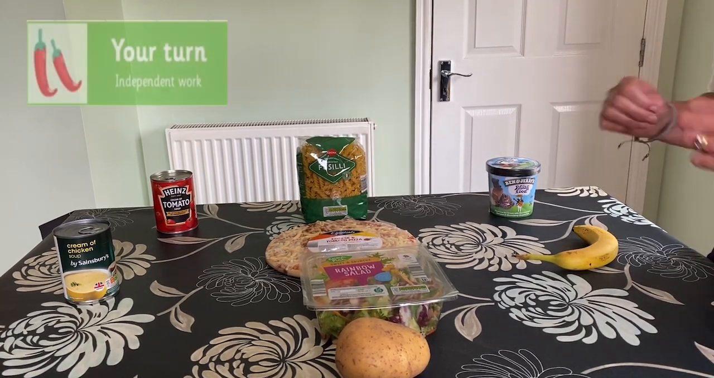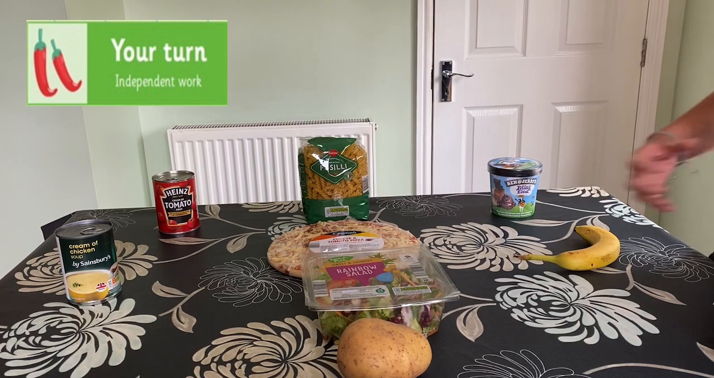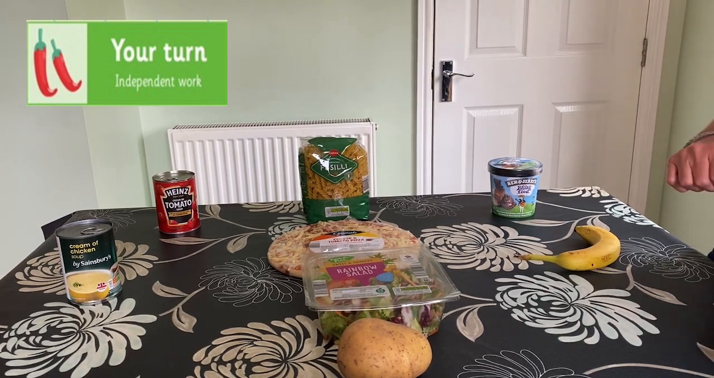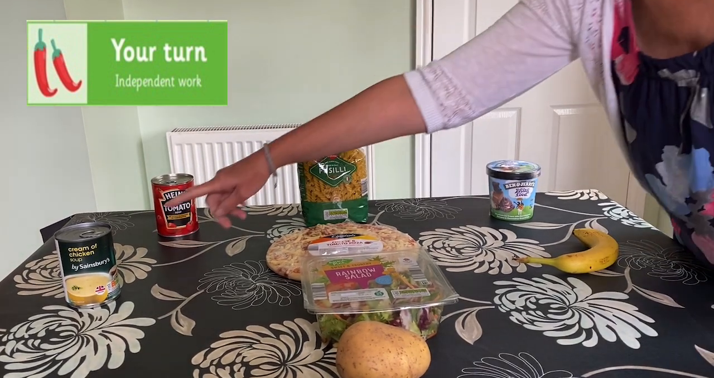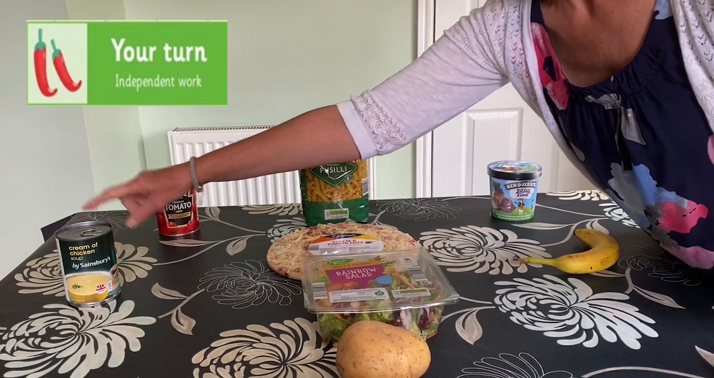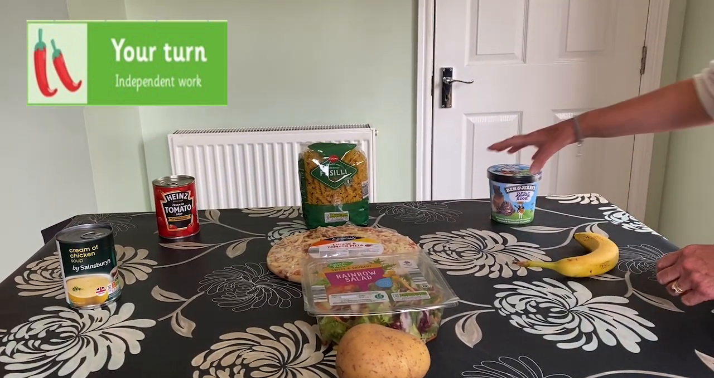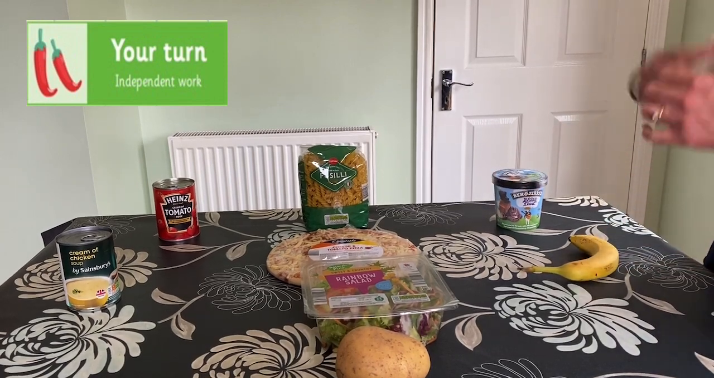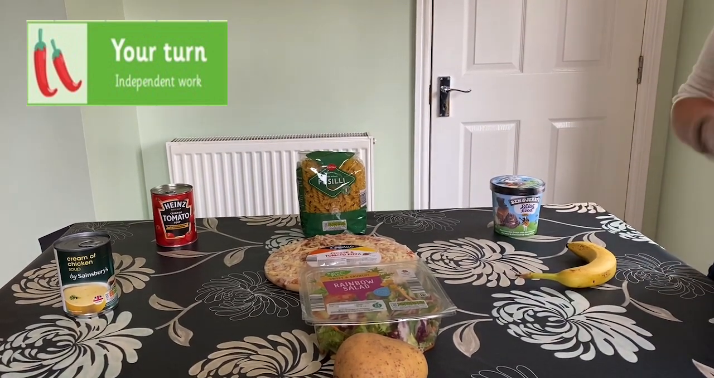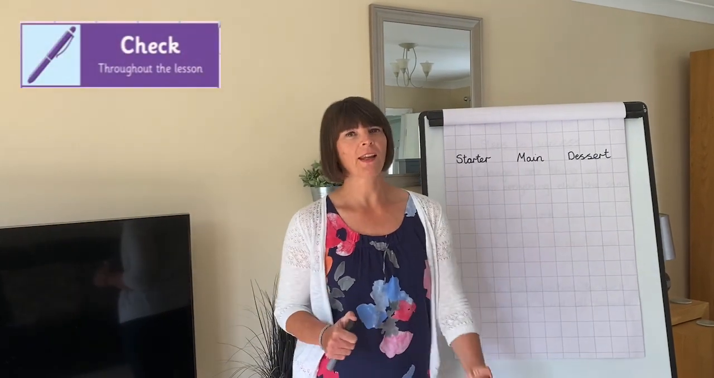You have a little look at the food that's on the table and see if you can have a go yourself or talk with your grown-up to see how many different possible answers there could be to have chicken soup as a starter, these 4 items for your main course, and these 2 desserts. Have a chat, have a go, pause the video, and I'll join you again in a moment. Okay, all this food is making me feel really hungry.